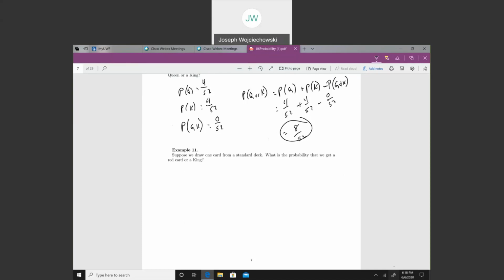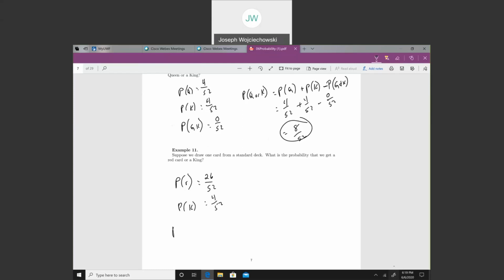Suppose we draw one card from a standard deck. What is the probability that we will get a red card or a king? The probability of a red card. Now, hearts and diamonds are red cards. There's 2 suits. So there's 13 times 2 or 26 red cards out of 52. And as we said, there are 4 kings, so that's 4 over 52.